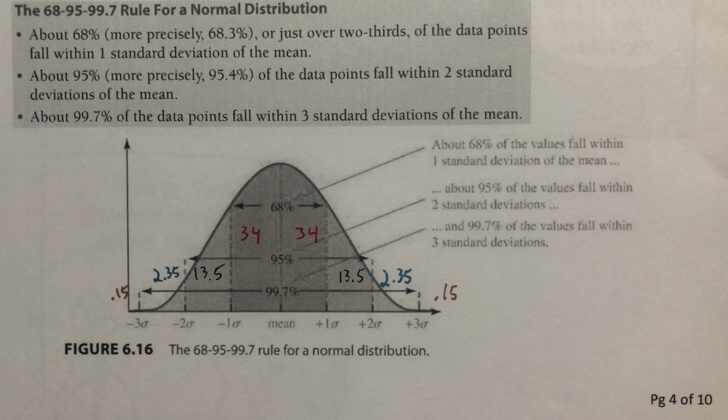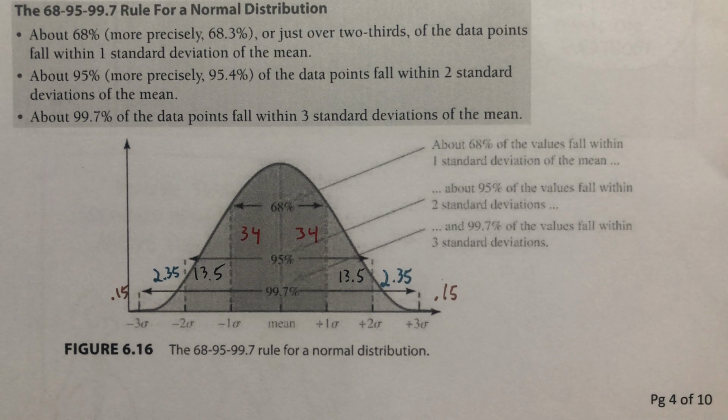Between 1 and 2 deviations, if I take 95 minus 68, I get 27. Divide that in half, I get 13.5. So 13.5% of the population is going to be between 1 deviation and 2 deviations, and 13.5% are going to be between 1 deviation and 2 deviations. Remember, it's symmetric, so the percentage above is going to be the same as the percentage below.